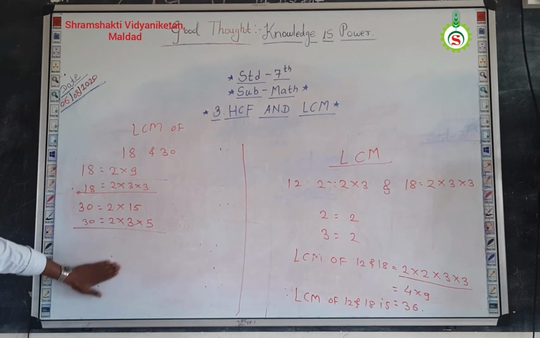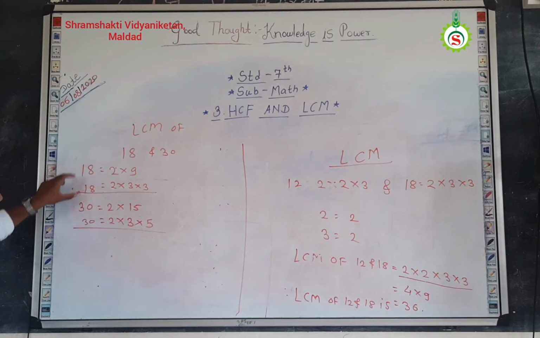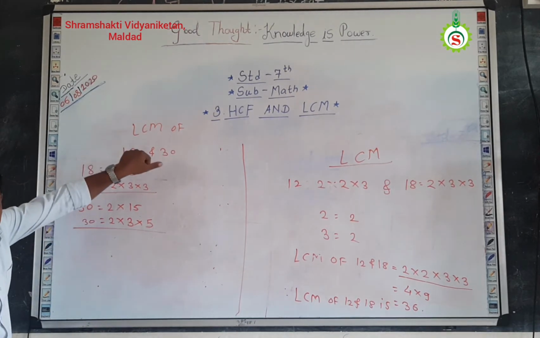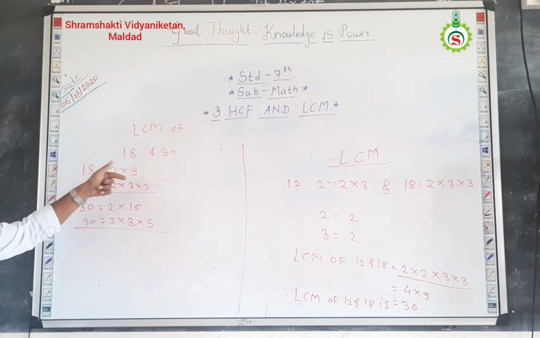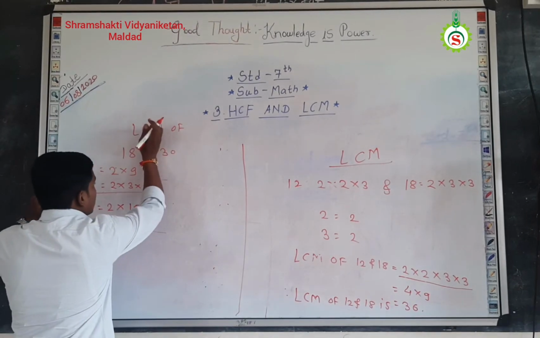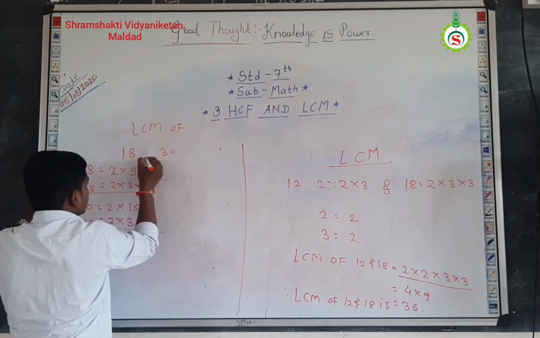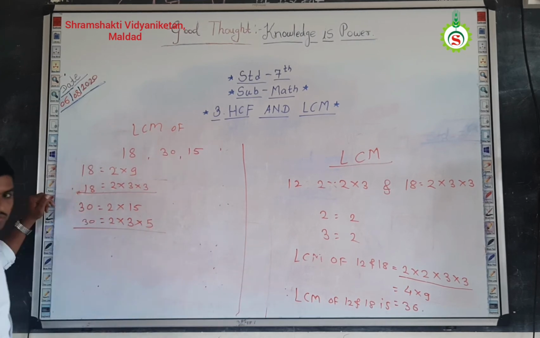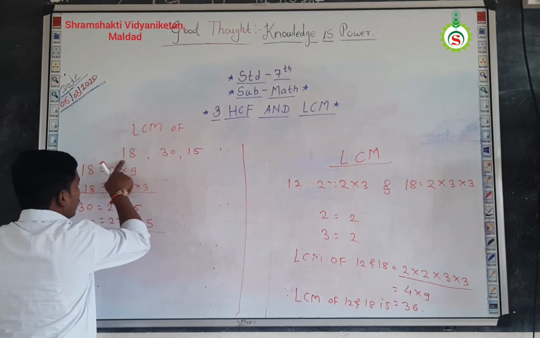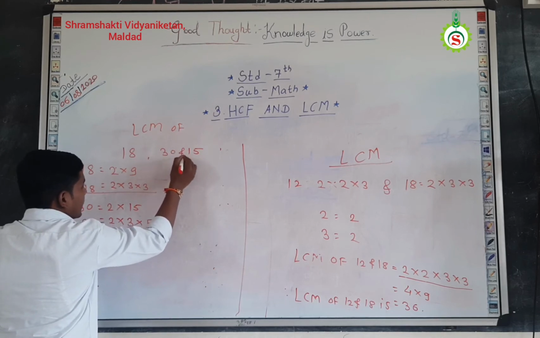Now what have I taken? I have taken the factors of both given numbers, though there may be 2 numbers or 3 numbers. Now we will take one more number, 15. So you have to find the LCM of 18, 30 and 15.